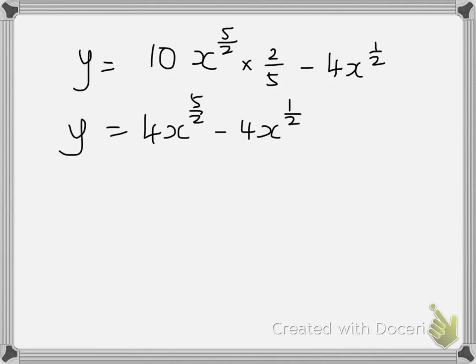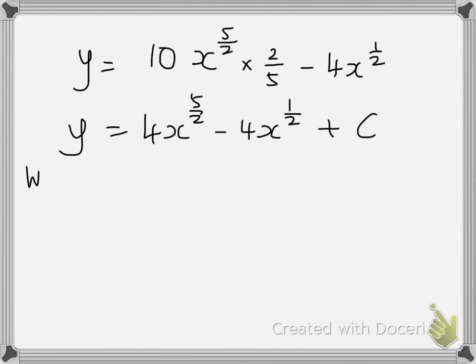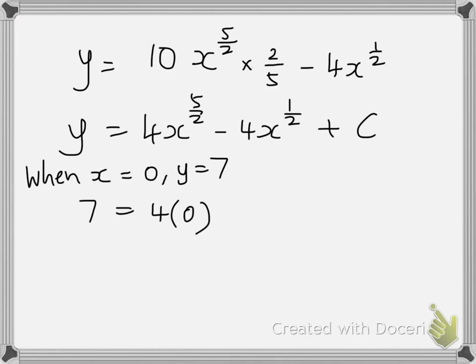So you finish integrating. Now, do remember, what are we missing in this equation? The c. Plus c, okay? Now go back to the question and ask, what does this mean? It passes through the point 0, 7. This is where you need it. When x is 0, y is 7. So now you substitute: 7 equals 4 times 0. You can choose to write the power or not, whatever. It actually doesn't really matter.